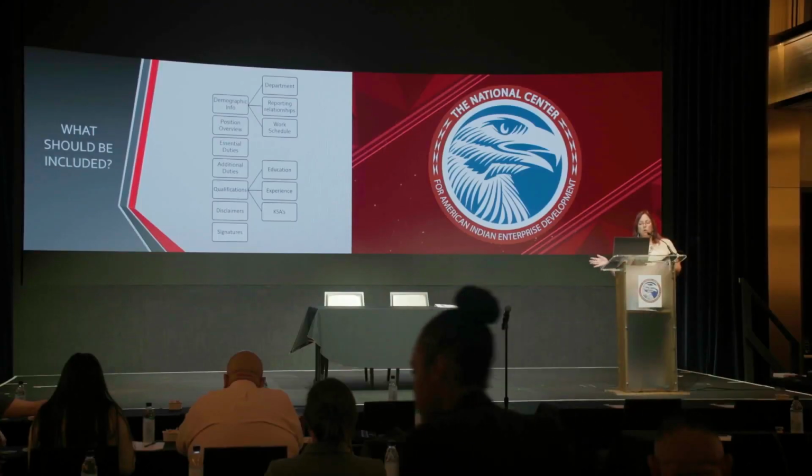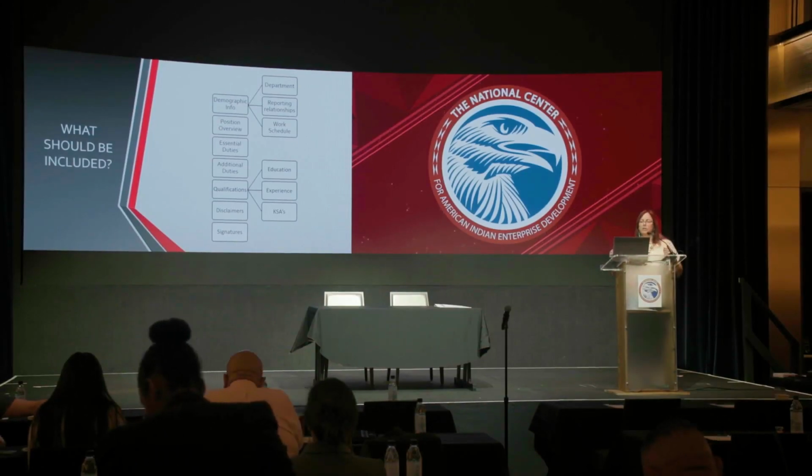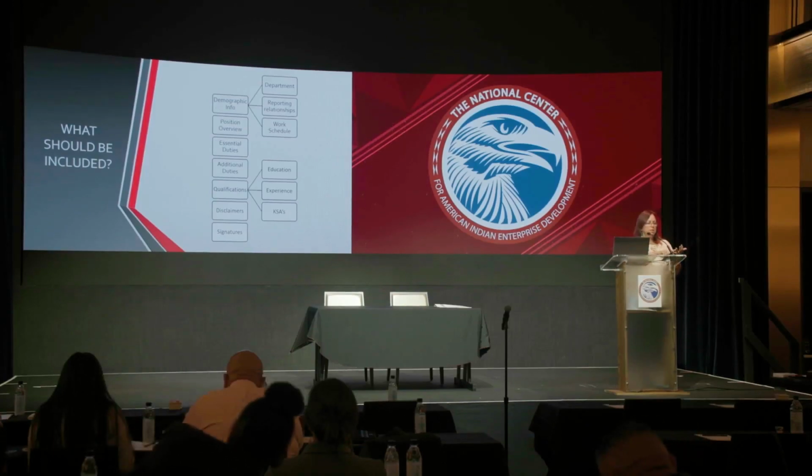So job description, what should be included? We like to see the demographic info. What department, what are the reporting relationships? Who does this position report to? Who reports to them? What's the work schedule? We do a quick overview, and the position summary is the reason the position exists. It should just be a little short summary that says this position exists in order to oversee all the financial operations in the organization. It's just a summary. And then we cover the detailed essential duties, what duties are related to that position overview, and then what other duties they have.